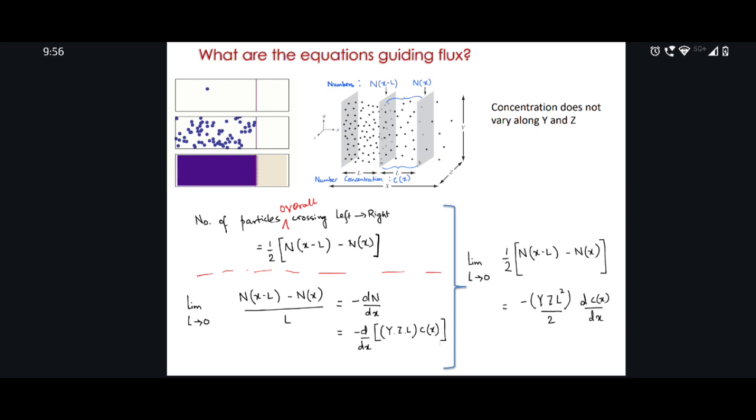So when I want to find the number n, I'm going to multiply concentration by volume, so y into z into this L. And next, if I transport it over here, this algebra can be worked out simply from here. y, z, L squared, just a moment. So when I simply take this and transport it here, we are going to get minus yz L squared by 2 dx of concentration.